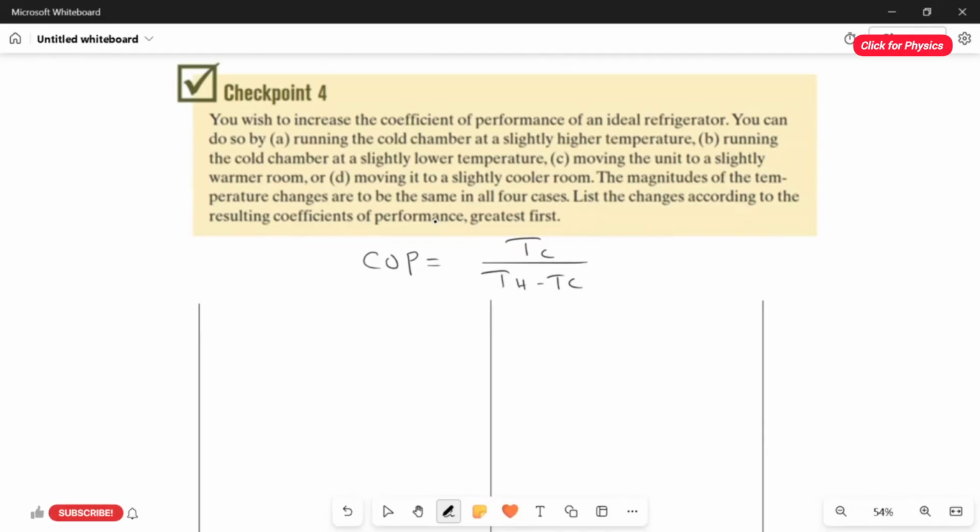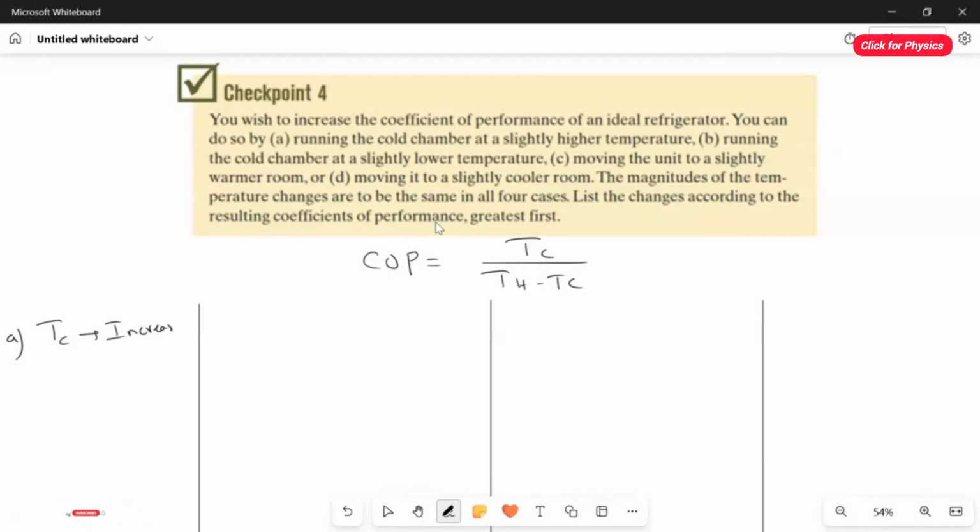So let's start with the first. How can we increase it? They gave four conditions. What is the first point? Running the cold chamber at a slightly higher temperature. That means if you increase the cold temperature, we can achieve a good coefficient of performance. So for the first part, we are going to increase the Tc value.